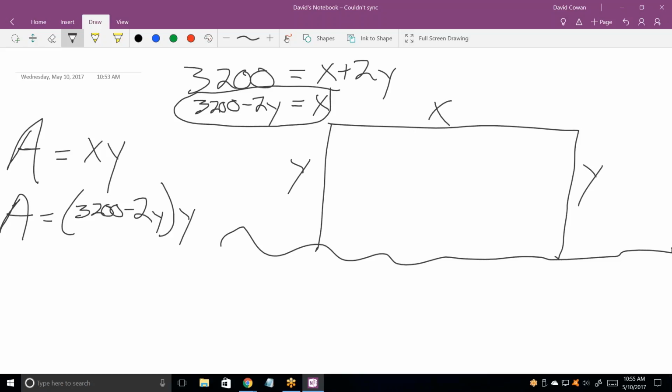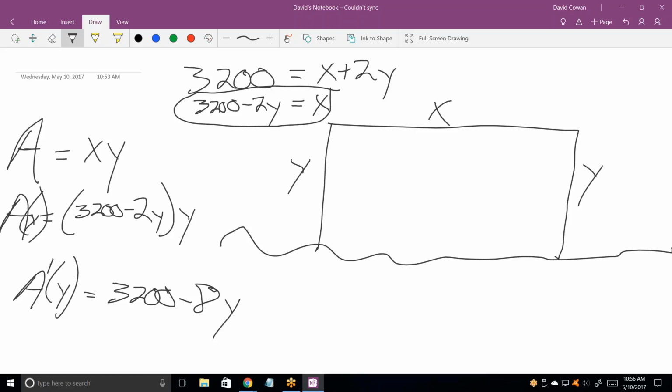Okay, so now I have a as a function of y only. So a prime of y equals, well, that's 3200y, so that's 3200 minus 2y squared, so that's minus 8y. Did I do that right? No, I didn't. It's 2y squared, so it's 4y.